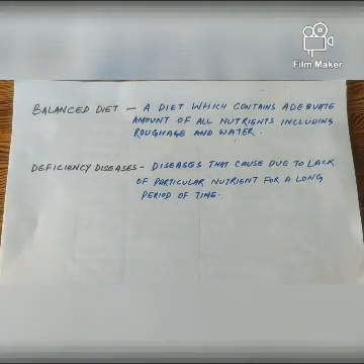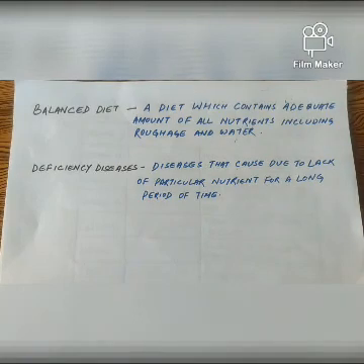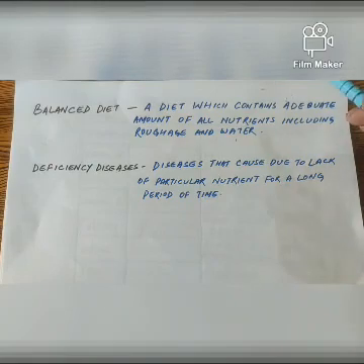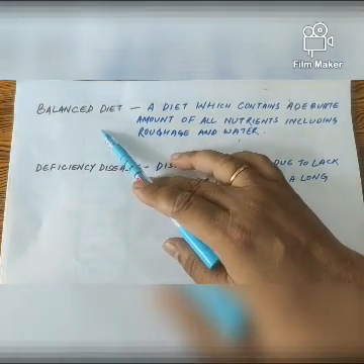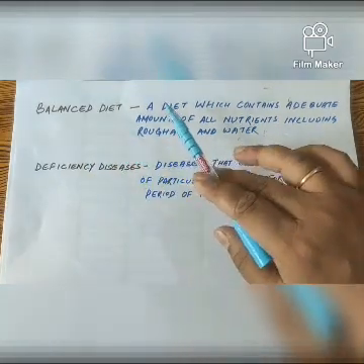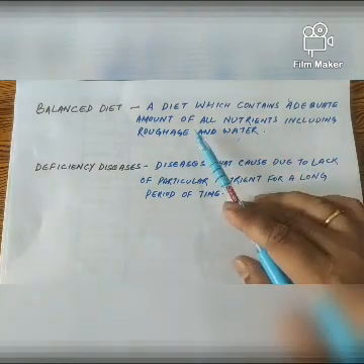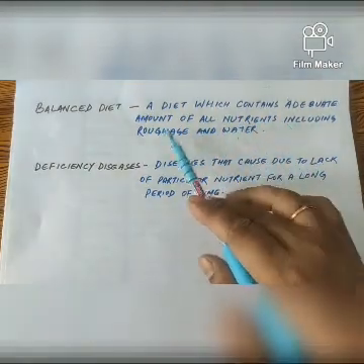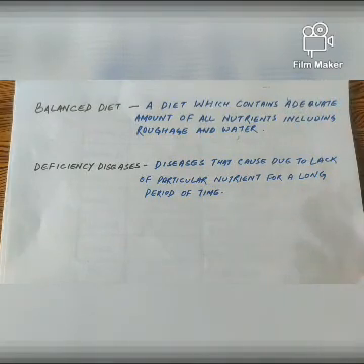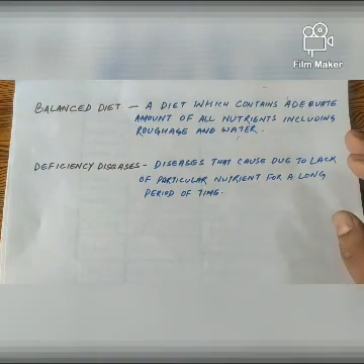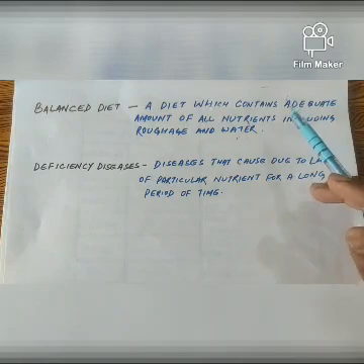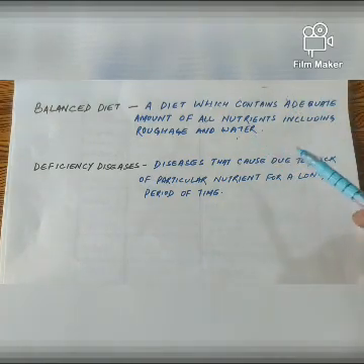Many a time you have heard from your parents that eat properly or you will become weak. Yes, this is because if we do not take a balanced diet, we will become sick. So what is a balanced diet? A diet which contains adequate amounts of all nutrients including roughage and water. So eat a balanced diet so that you get every nutrient in your day-to-day life, and you will become healthy.